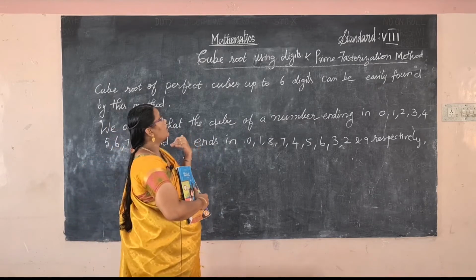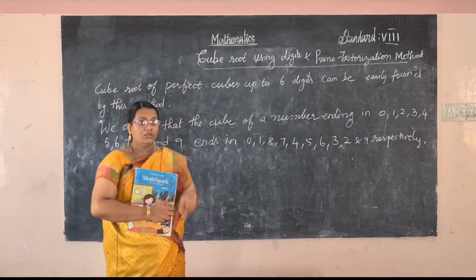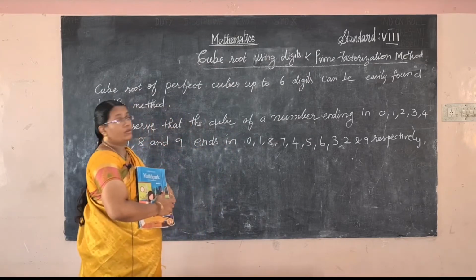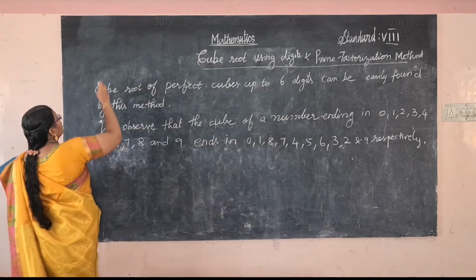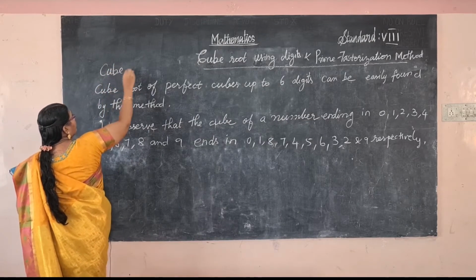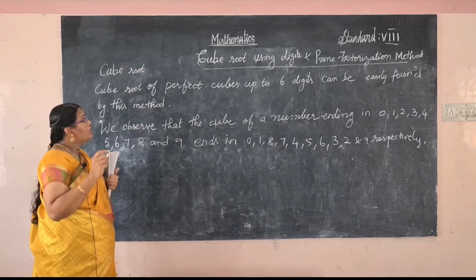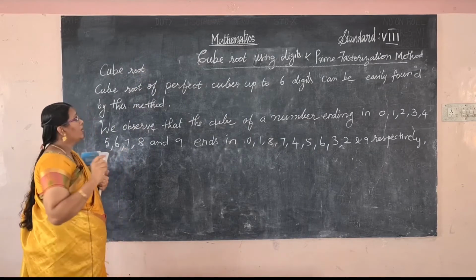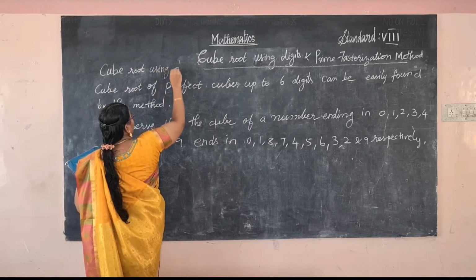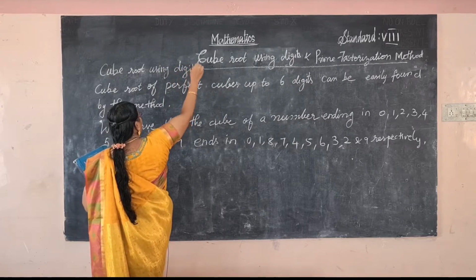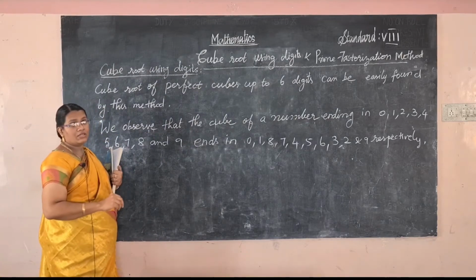Now let's move to today's concept: cube root using the digits and the prime factorization method. Today we will learn 2 methods for finding the cube root. The first is the cube root using the digits. In square root, you have already learned the 1s and 10s digits method. Do you remember that? The same method we use here.